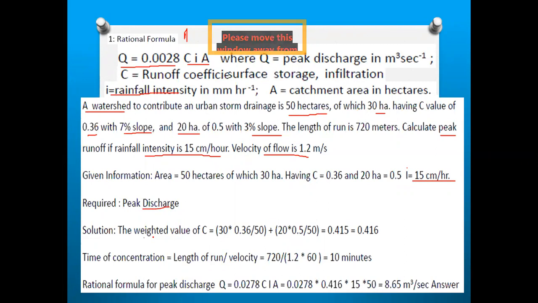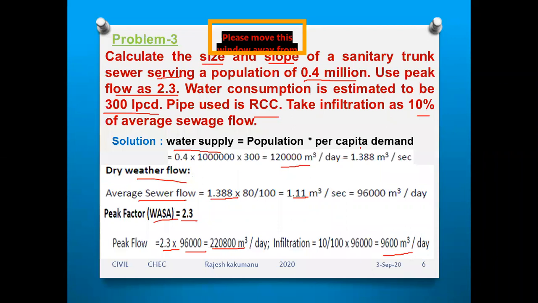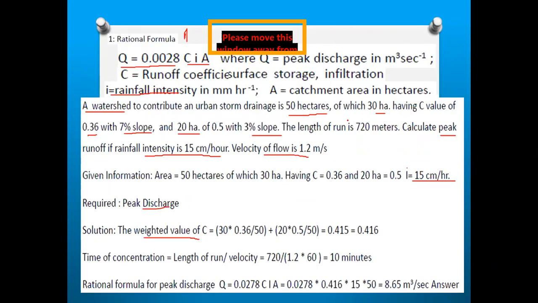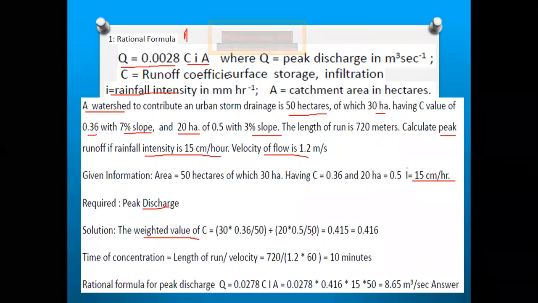Now the solution. The composite C value is 30 hectares into 0.36 divided by 50 hectares, plus 20 into 0.5 divided by 50. That is the calculation you have to do. If you do the calculation, you get 0.416.